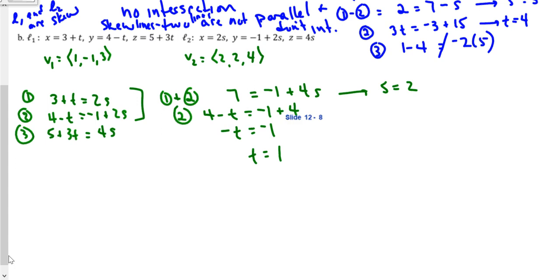Now the whole thing is, does equation 3 also get satisfied for these two values? Checking, we have 5 plus 3 times 1 equal to 4 times 2. And that is a true statement, so these two lines do intersect.